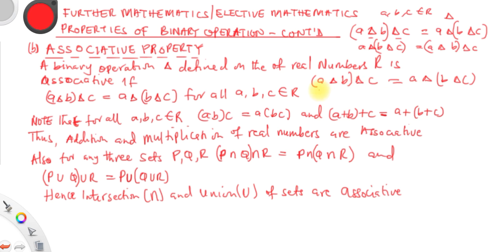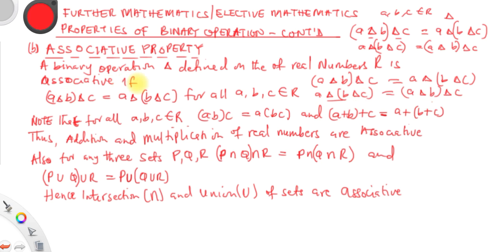If after evaluating the left side and the right side, the answers are equal, then we conclude that the operation triangle is commutative. And somebody can also decide to evaluate the last two first, that is, we put the bracket here before, and evaluate the first two on the other side. If this one is also equal to this, then we can conclude that the operation triangle is associative. So that's what we are saying.